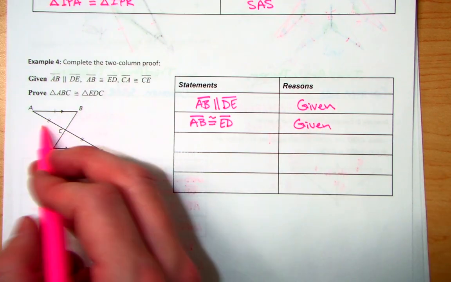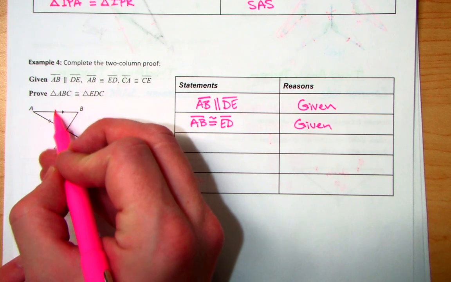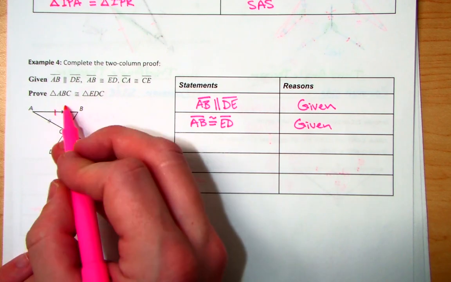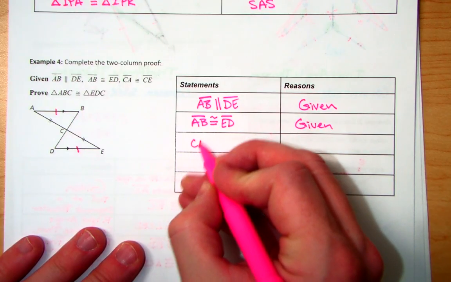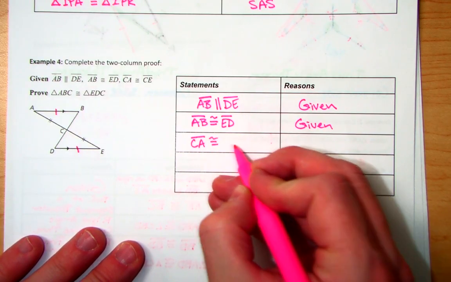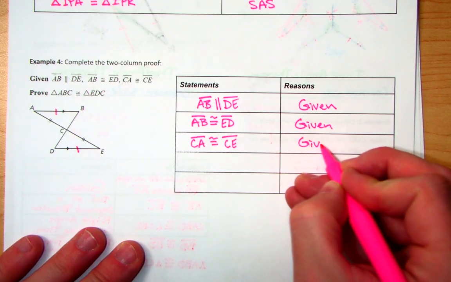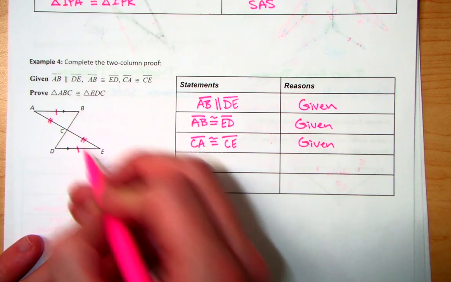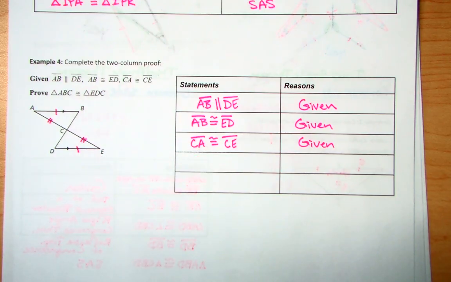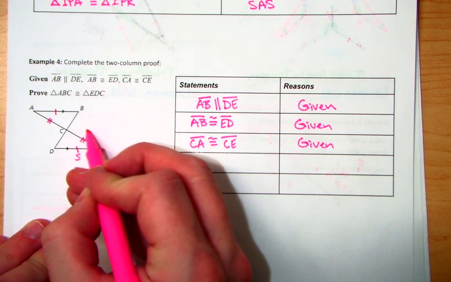I'm going to come over to my diagram just to check these things. AB is congruent to ED. AB and ED also have those marks there. What else? We've got segment CA is congruent to segment CE. Also given to us, and they've got that mark. CA is congruent to CD. Okie dokie. Now, we've got two sides already. We have a side. We have a side.